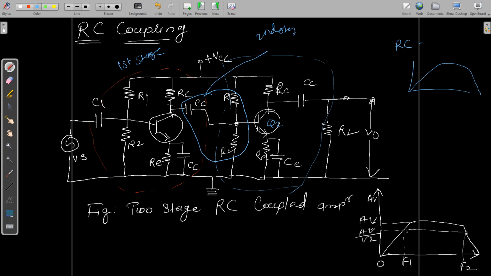But the drawback is that at low frequency the gain drops to 0, and again at high frequency the gain drops to 0. At low frequency this is because of the coupling capacitors connected in the circuit, and at high frequency this is because of the shunt capacitance or stray capacitance of the transistors.